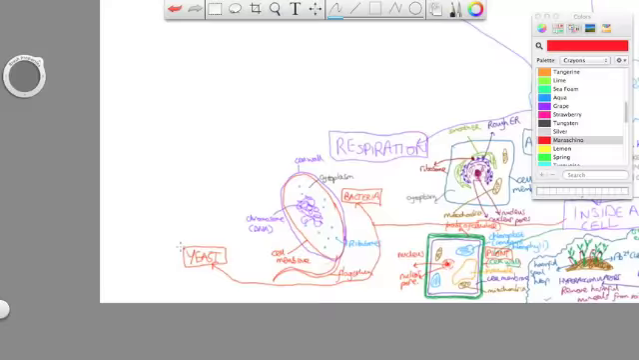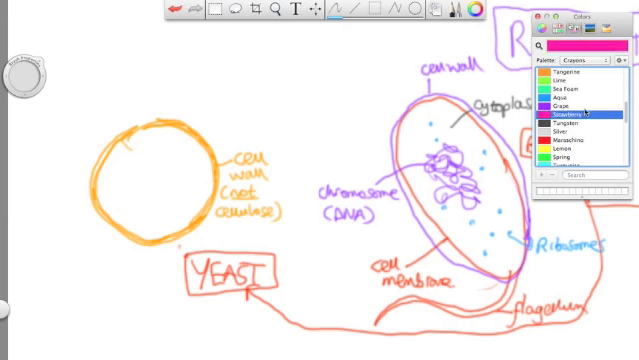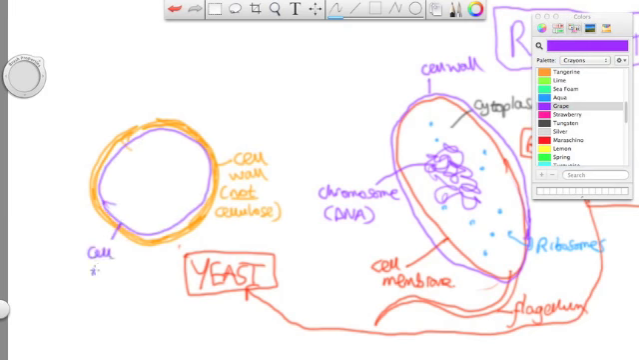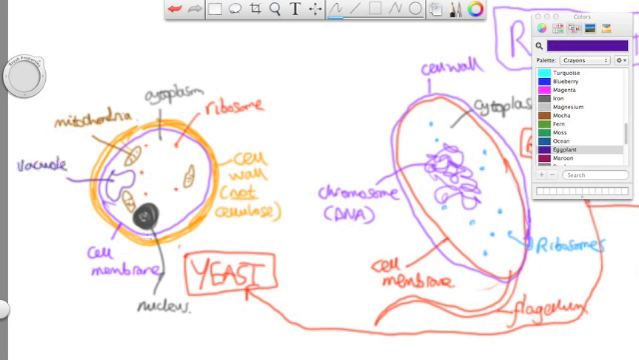Now, yeast are actually larger, but not as large as an animal cell, but they're larger than a bacterial cell, and they contain both a cell wall not made of cellulose and also a cell membrane again. It contains ribosomes like bacteria does, but it also has a nucleus which bacteria do not have. It has mitochondria, which also bacteria do not have, and the mitochondria release the energy. And of course it has cytoplasm and large vacuoles.